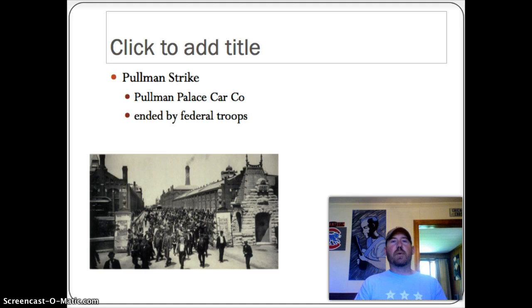It gets to the point where the president at the time, President Cleveland, in an effort to put this thing down and to end it, has to call in federal troops. And that's really the significance. It's the first time that federal troops are called in regards to ending a strike.